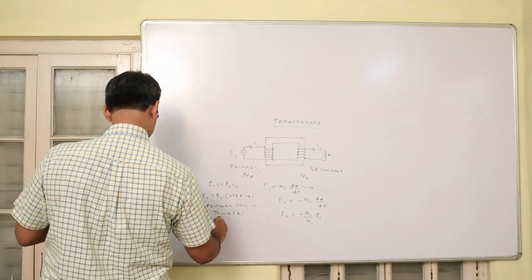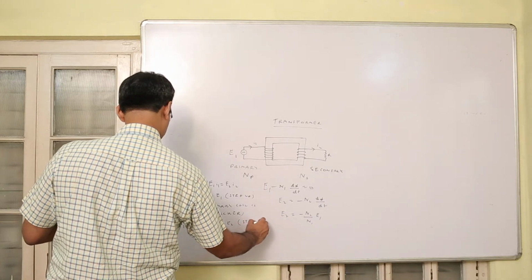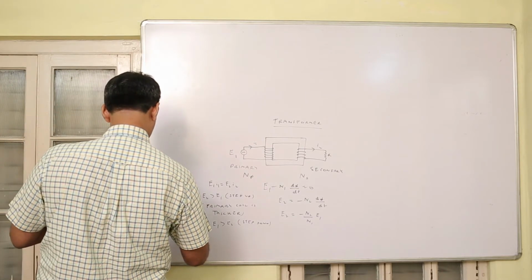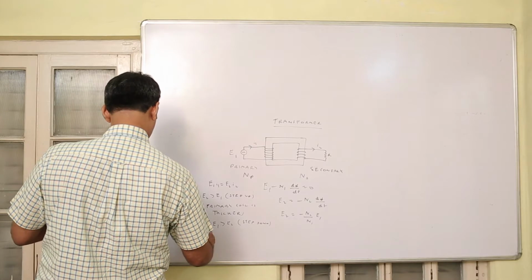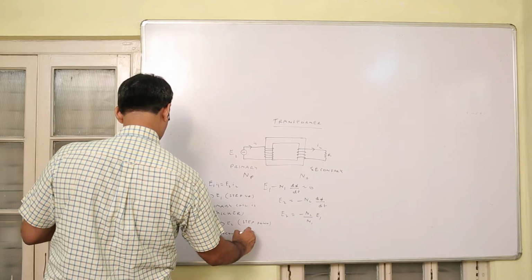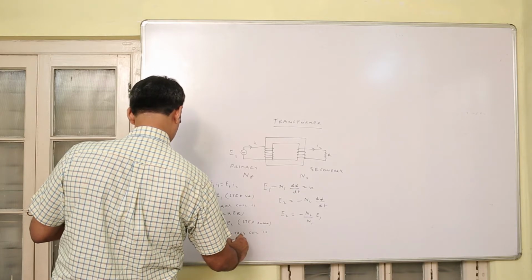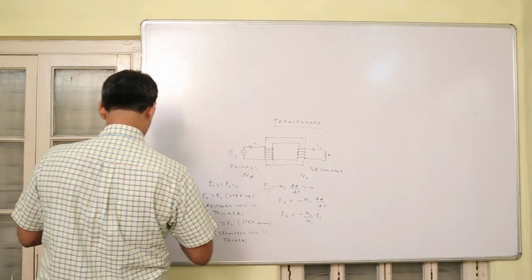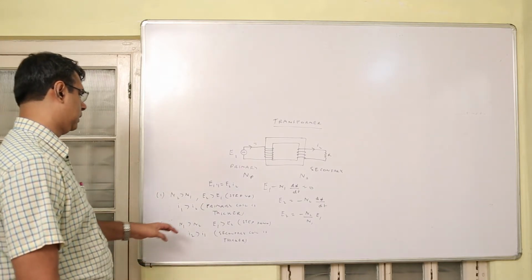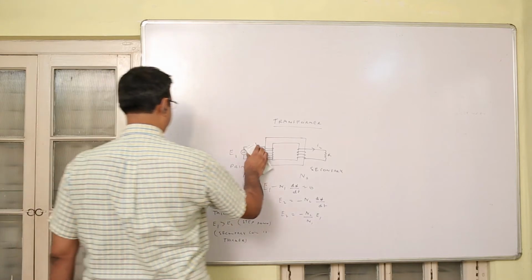Now if N1 is greater than N2, then E1 is greater than E2. This is called a step-down transformer. So I2 is greater than I1. So that means the secondary coil is thicker. So in a step-up transformer, the primary coil is thicker, and in a step-down transformer, the secondary coil is thicker.